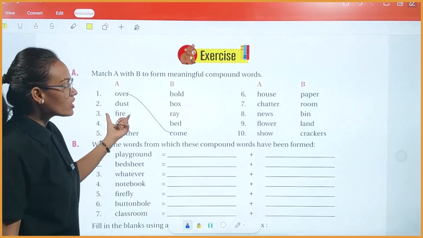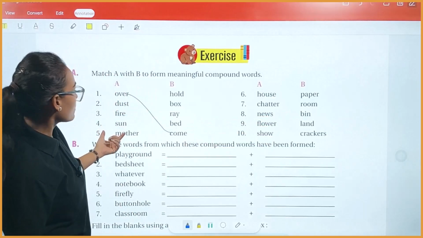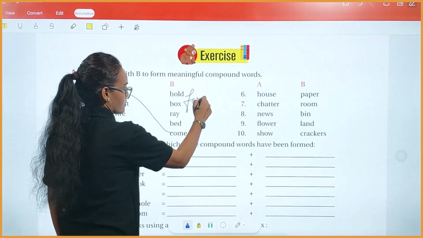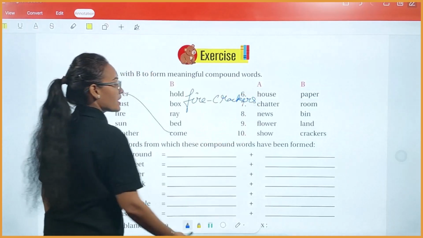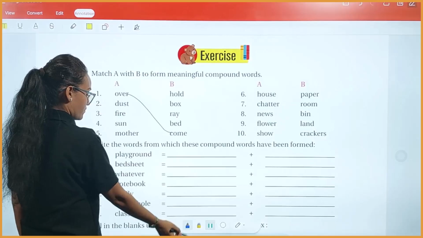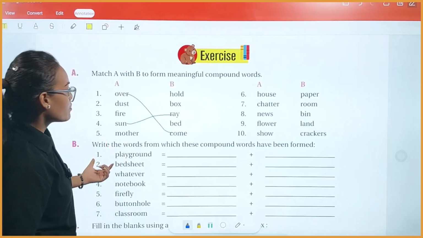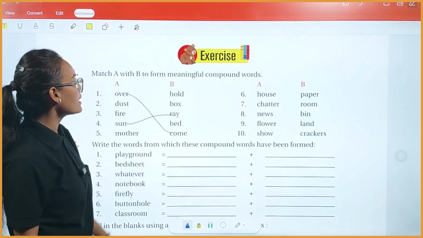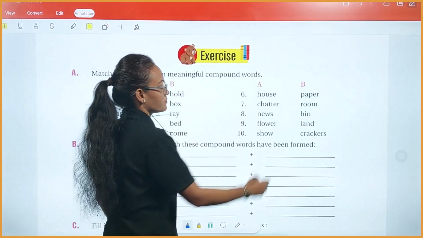Then dust. You are going to add dust with bin. It will become your dustbin. Then fire and cracker will become your firecracker. So how are you going to write firecracker? Like this. In this way, you are going to write your firecrackers. Then sun, ray. Then mother, land. You are going to add mother with land. Then house, hold, chatter, box, news, room.